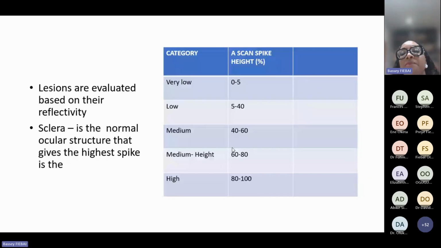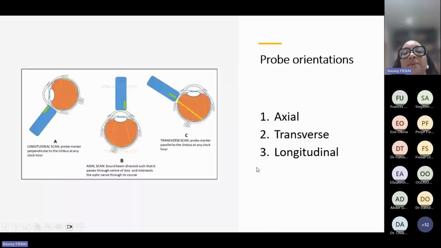So there are different probe orientations that we use in carrying out ultrasound scan. But the major ones are axial, transverse, and longitudinal. Usually the axial and the transverse scans are what is mostly done. You use the longitudinal scan if you identify a lesion that you really want to study.